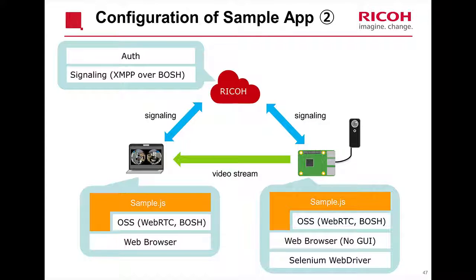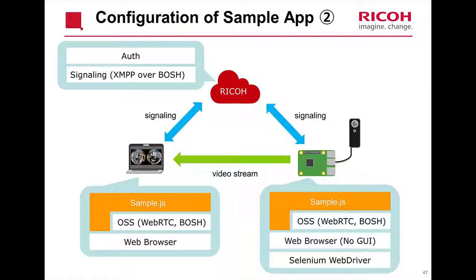Next, I will explain about the configuration of Sample Application 2 that was used in the demo I've just shown you. On the server side, there are two functions, auth and signaling. The auth function performs user authentication authorization for the distributor and viewer sides. The signaling function relays between users any information obtained through signaling that I have explained in a previous slide. In order to access from a web browser, an HTTP-based protocol called XMPP over BOSH is used.